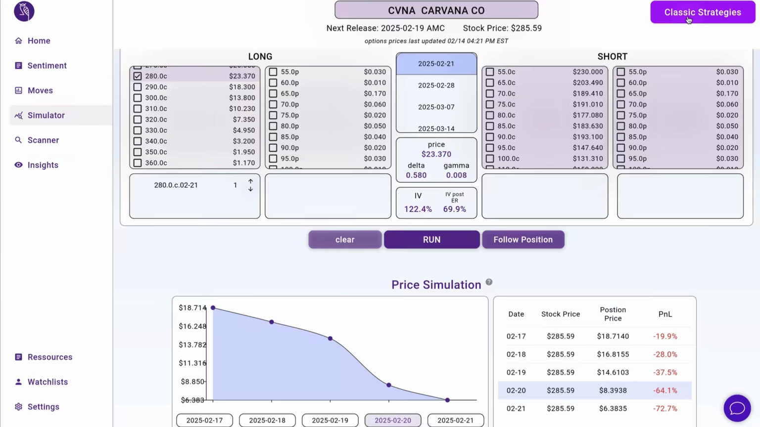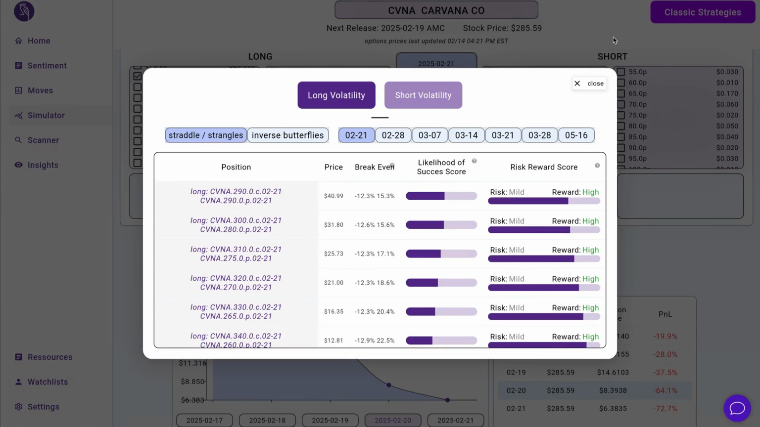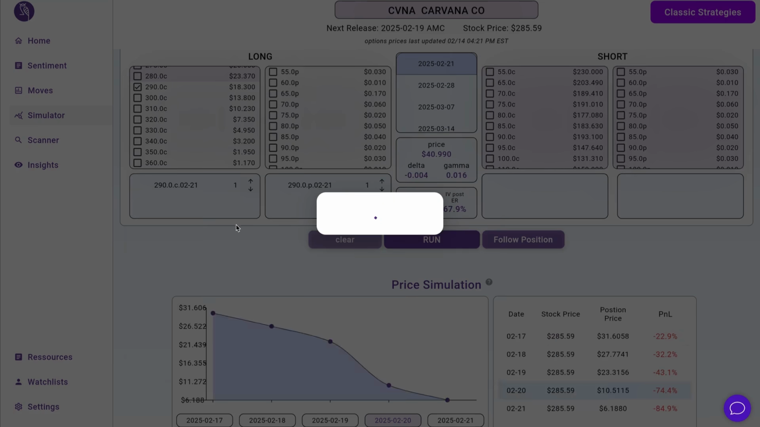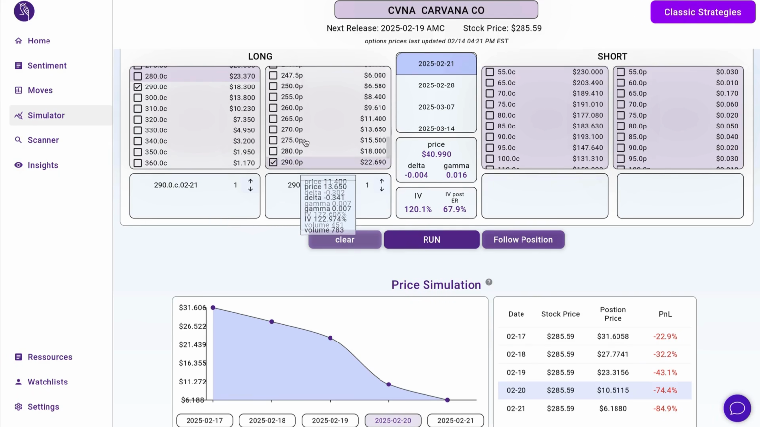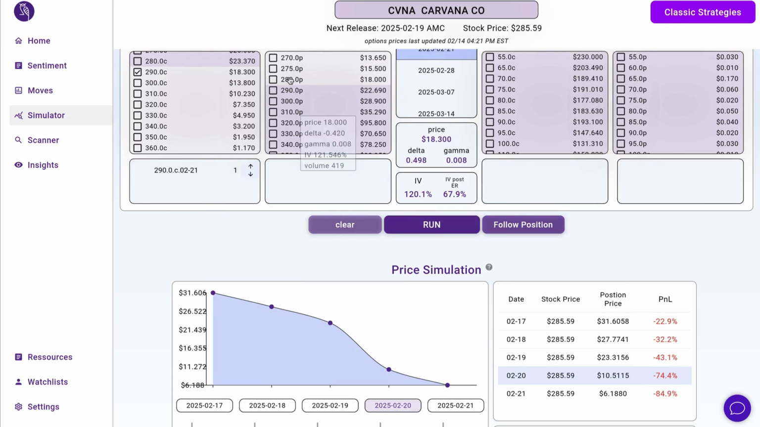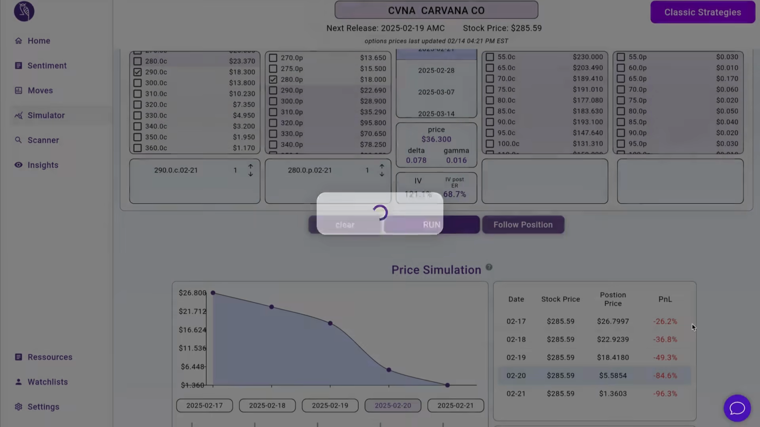And for example, let's go ahead and compose a classic here. As we click on classic strategies, we can compose a classic straddle. As you see here, the long 290 call, 290 put for the closest expiration, given that the stock price is around 285. So perhaps we can go with the 280 put, not the 290, and so have a more delta neutral position. So here we deselect and select the 280, hit run again.